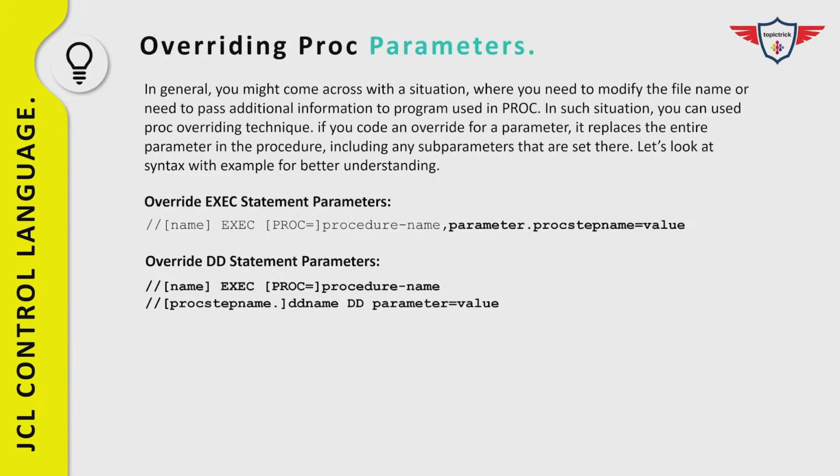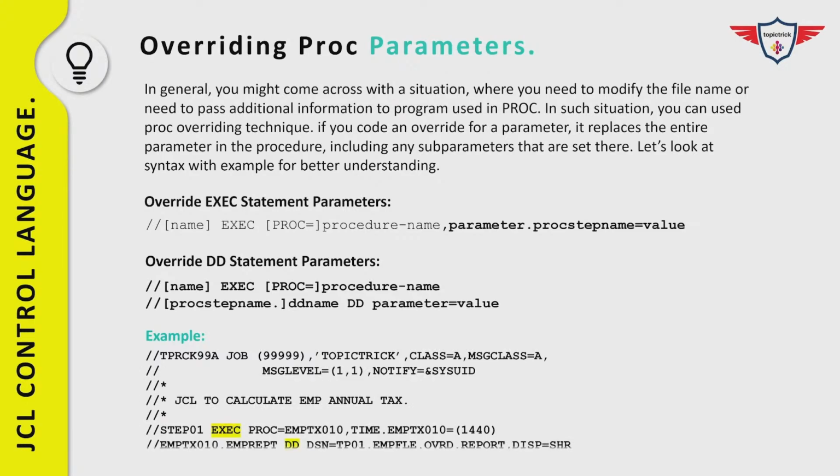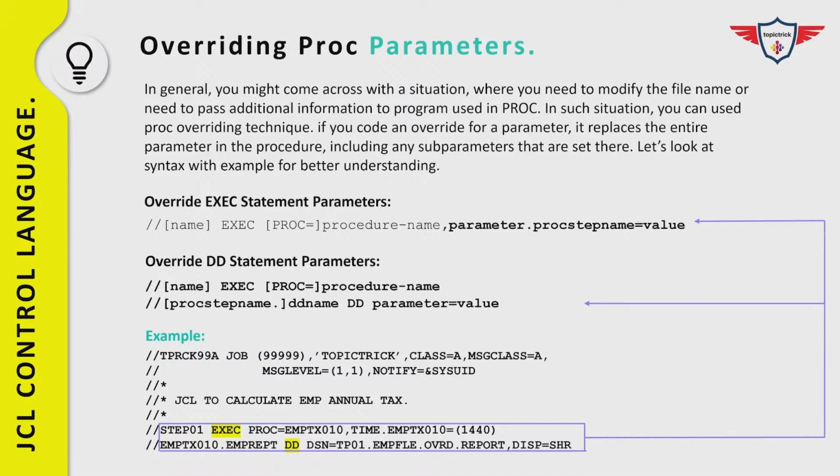And in case you want to override the output statement at a job level, then you are not required to specify the procedure step name. And before we look into the example, I would like to highlight that whenever you override any execute, DD or output statement, make sure you include all the subparameters that are not supposed to change or that will remain unchanged during this override process. So here's an example that illustrates how you can use the proc overriding technique to override the DD statement and execute statement. And this will clearly explain what all we discussed till now.